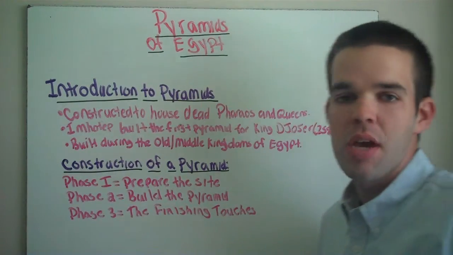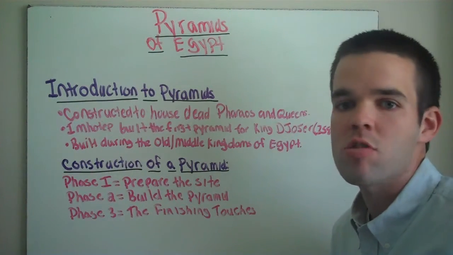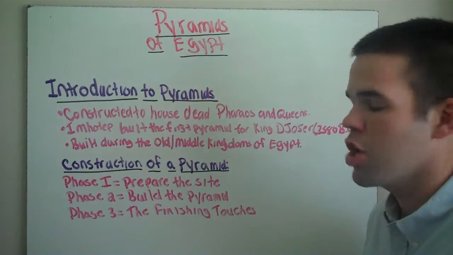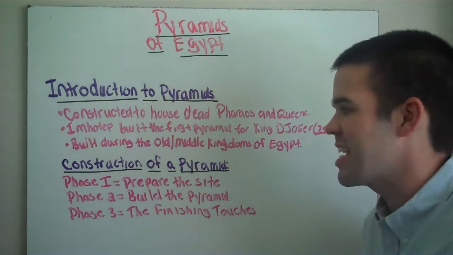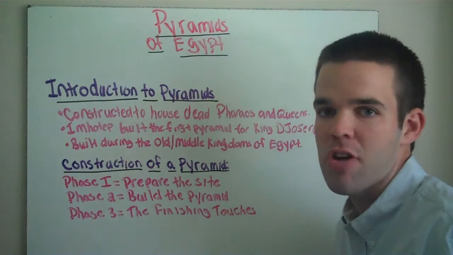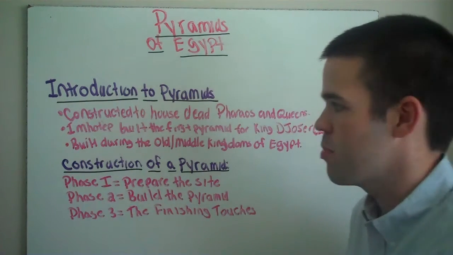Today we're going to cover the pyramids of Egypt. In today's lesson we're going to talk about the 3 phases of how to construct a pyramid. We're going to talk about the 3 most common styles of pyramids in Egypt. And we're going to talk about the first pyramid ever known to be built.